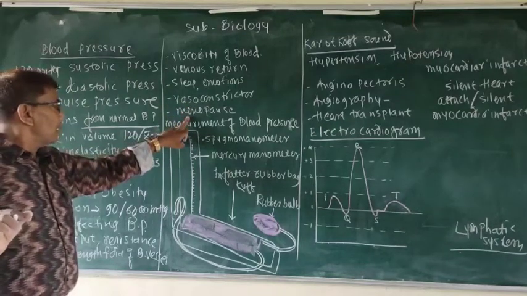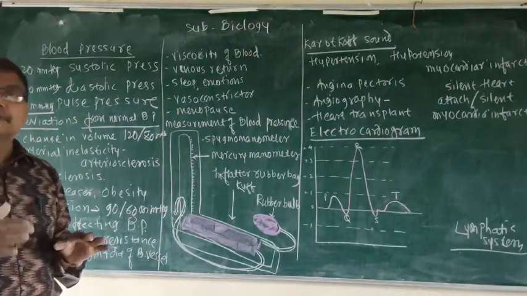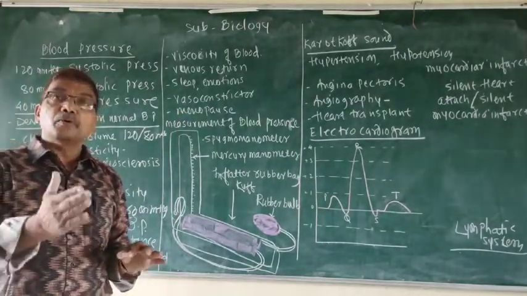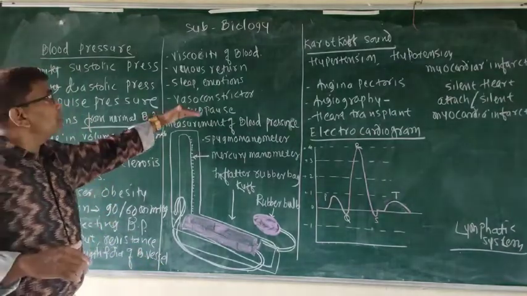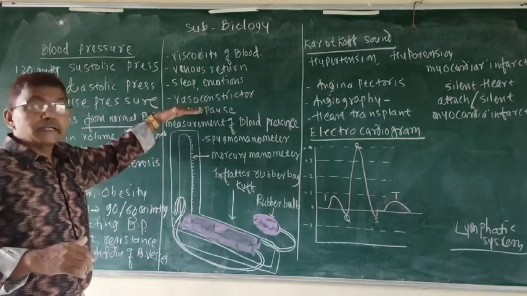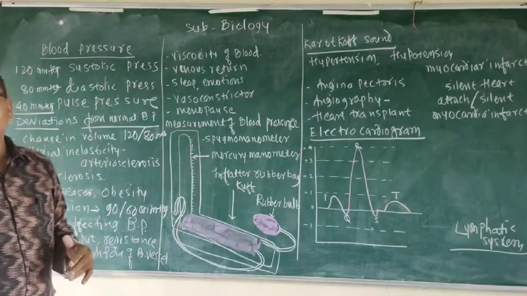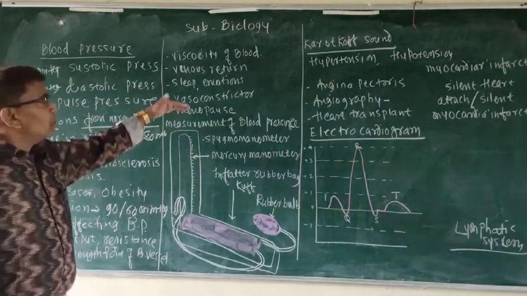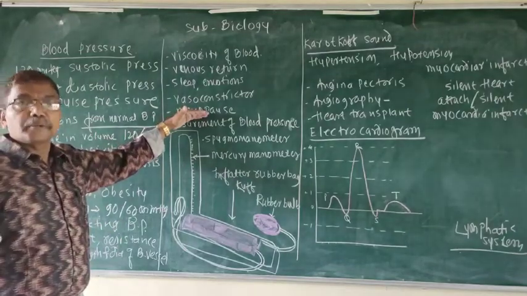Then in the case of females, what happens? Mostly females have low blood pressure before the end of the menstrual cycle. But when the menstrual cycle stops or ends, that condition is called menopause, and there is an increase in blood pressure. Mostly in males, blood pressure is higher as compared to females.